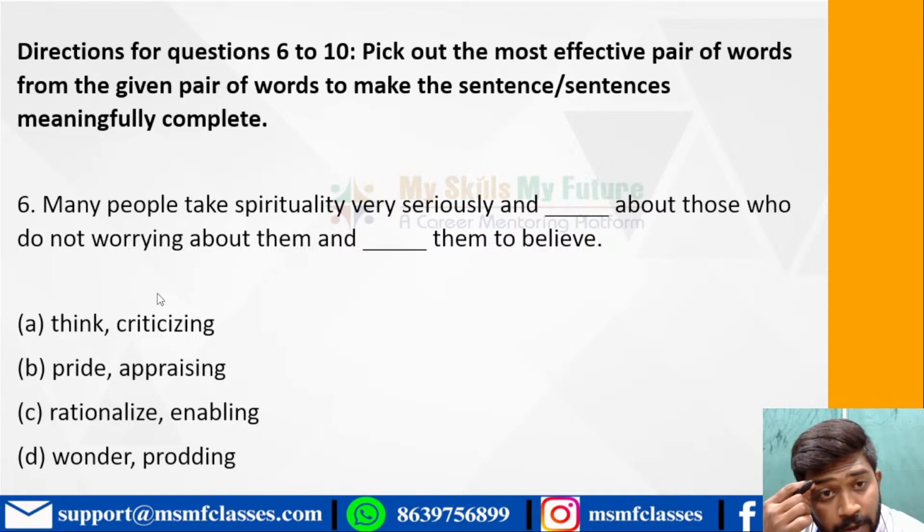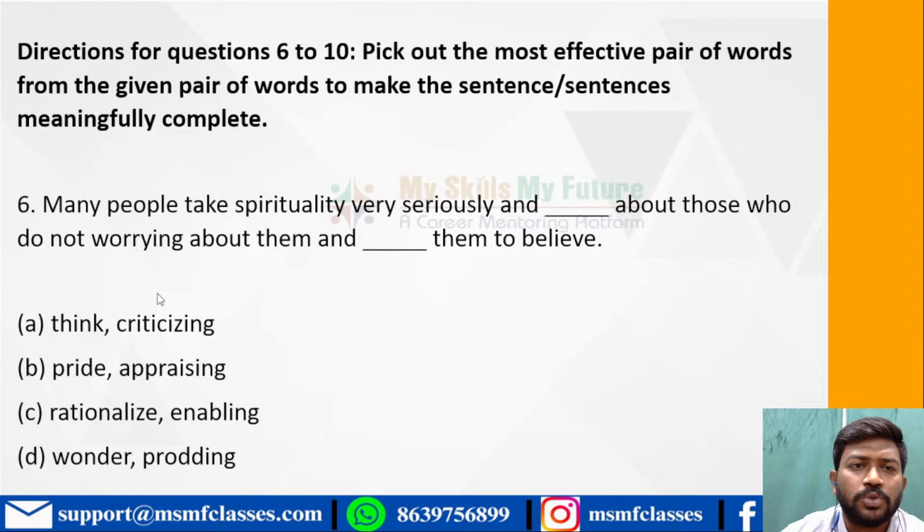So first of all, let me tell the meanings of these words. Think, you know very well. Criticize, this also we know. Criticizing is nothing but a negative word, speaking about someone in a criticizing manner, in a provoking manner. Pride, you know it very well. Uprising or increasing. Rationalize means to justify. Enabling means activate. Wonder, feel wonder. Prodding is also called provoking someone. Now, many people take spirituality very seriously and dash about those who do not worrying about them.